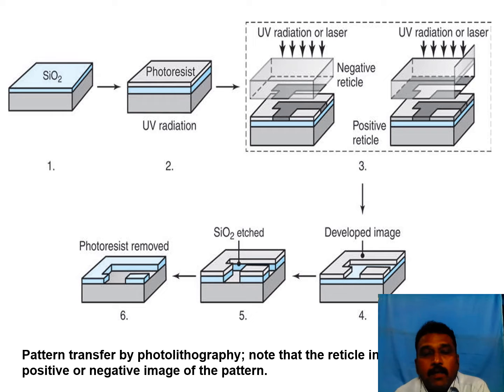And then how the patterns were transferred by the photolithography. You can see how the patterns were transferred, because this is the oxide layer, and then over that layer we are having a photoresist. So you are passing the UV radiation or laser over it to that photoresist. So what will happen? You see here, the developed image. So what pattern we need is made here. The developed image is made here, and then the remaining portions were etched.